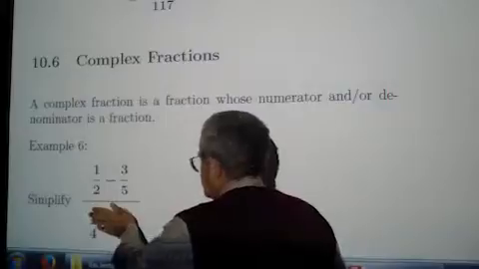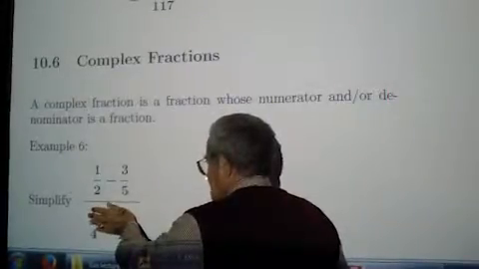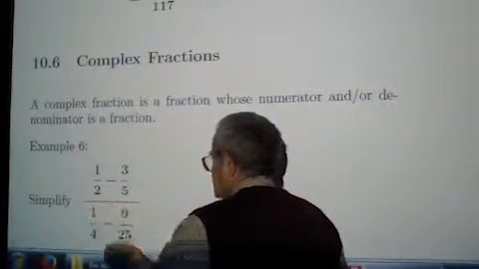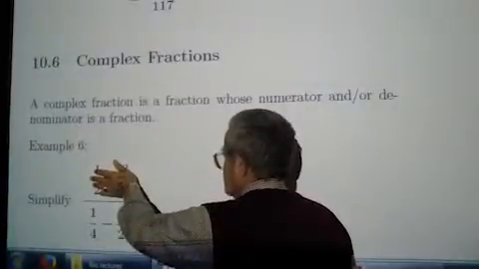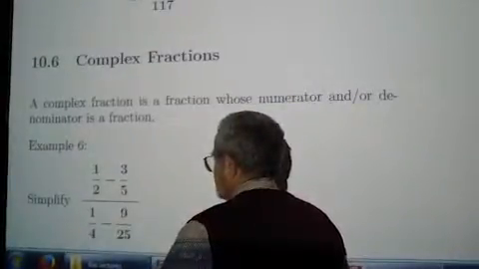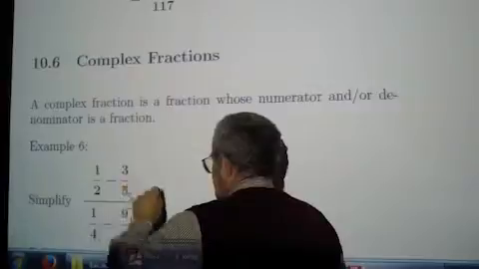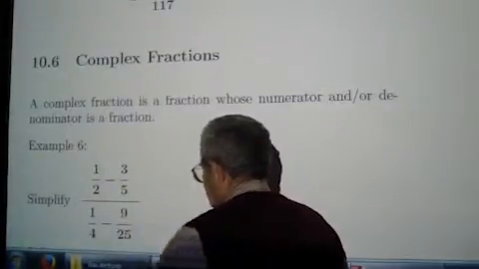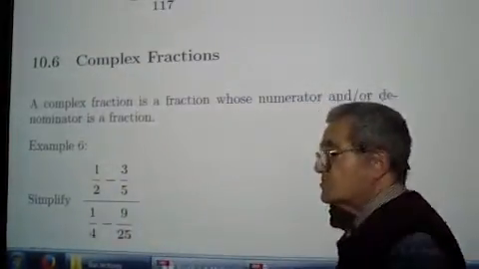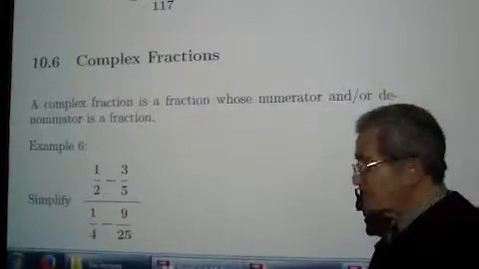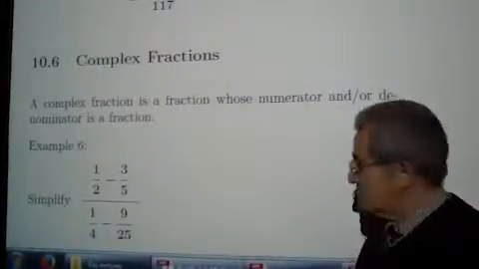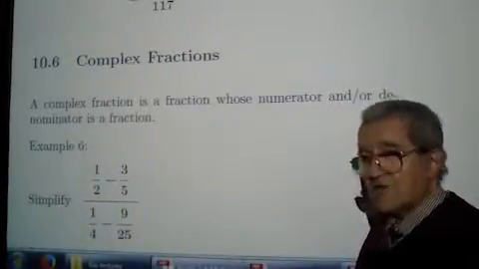How can we simplify a complex fraction? Some people teach you subtract the two fractions in the numerator, get one fraction. Subtract the two fractions in the denominator, get one fraction. Then multiply the one fraction in the numerator by the reciprocal of the one fraction in the denominator. You can do that. Especially if you like fractions. Be my guest. I don't like fractions. I'll show you another way.